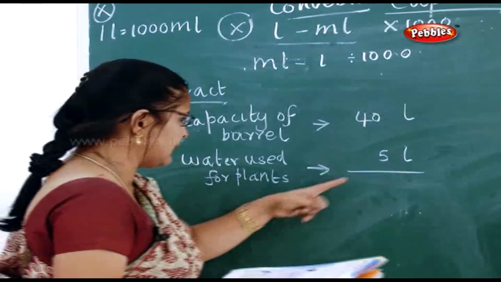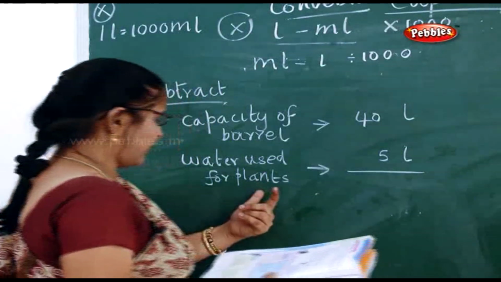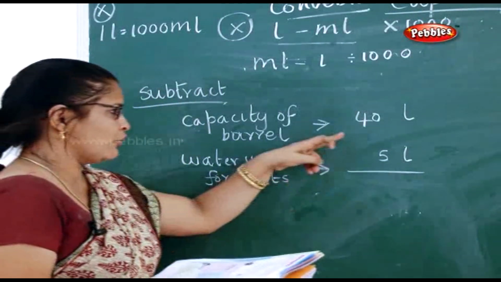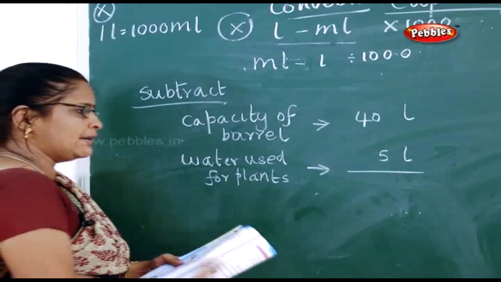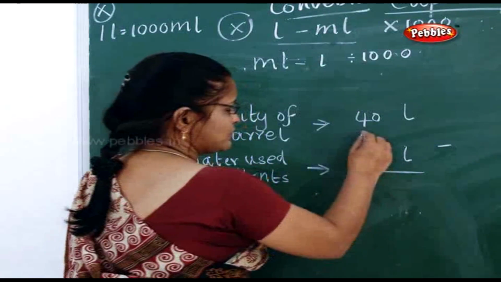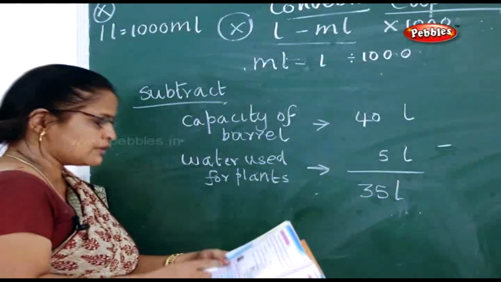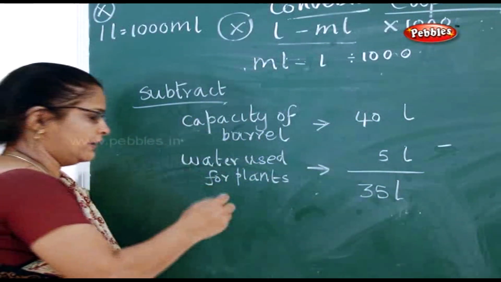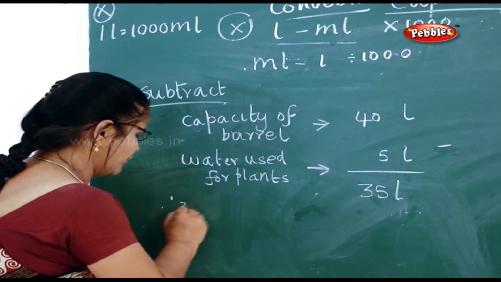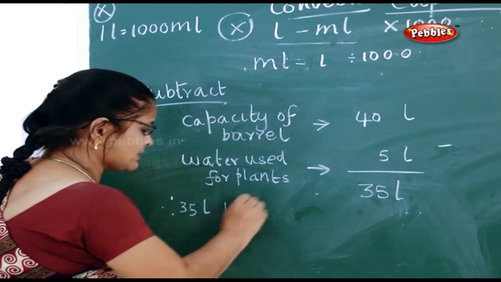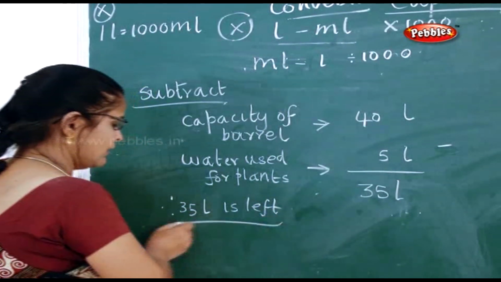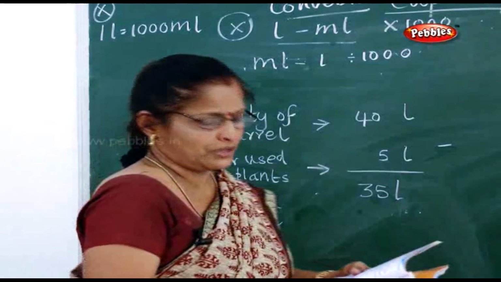So when she takes 5 liters of water for watering the plants from 40 liters, what is the remaining? So immediately you have to minus. 40 minus 5 is how much? 35. So 35 liters of water is left in the barrel. Therefore, you write: 35 liters is left in the barrel. So this is how you have to do your subtraction.